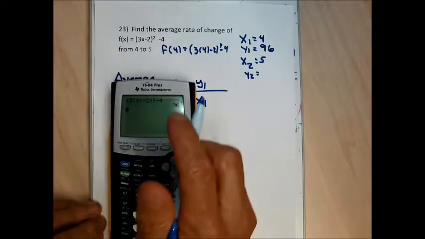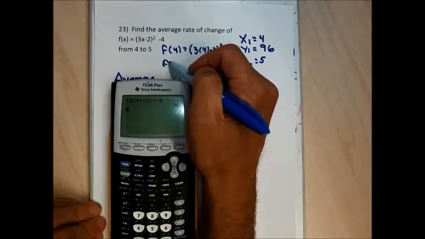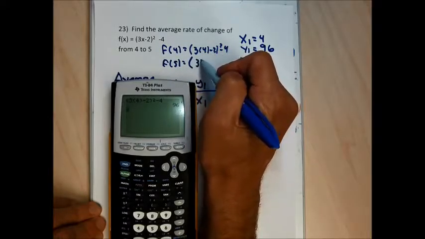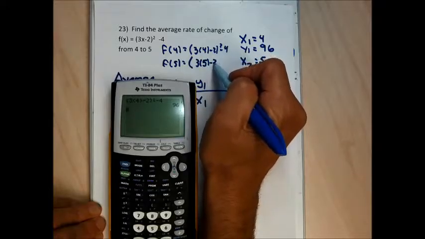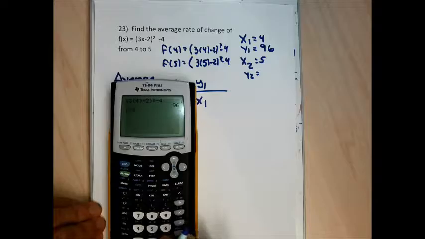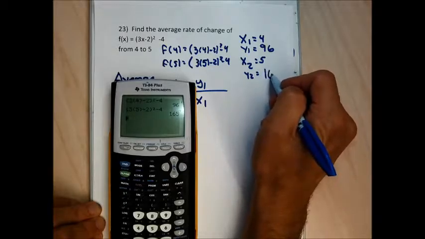To get the y2, I'm going to find f of 5. F of 5 is going to be parentheses 3 times 5 minus 2 squared minus 4. So I'm going to go parentheses 3 times 5 minus 2 squared minus 4. y2 is going to be 165.